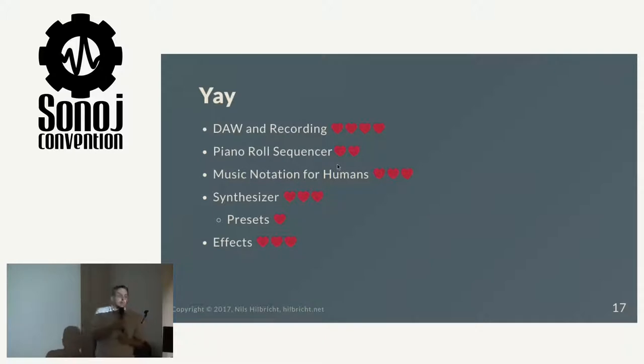Piano roll sequences for MIDI input, they work quite well. We have many of them in the open source scene. Music notation for humans, like the sheet PDF I showed you earlier. It's three hearts for Lilypond alone. Lilypond alone is three hearts worth of music notation for humans. That means you can prepare excellent, really, really good music notation for printouts to give humans for the rare case when you actually let humans play your pieces.